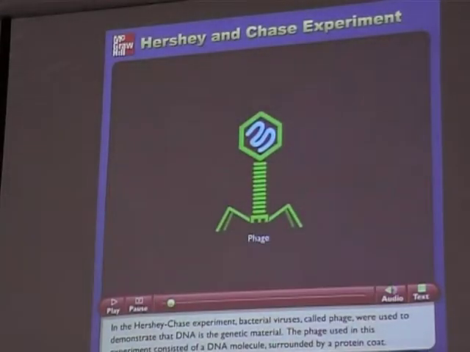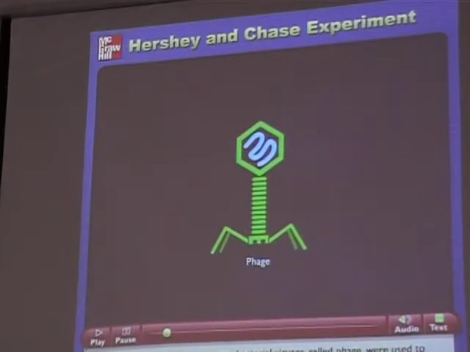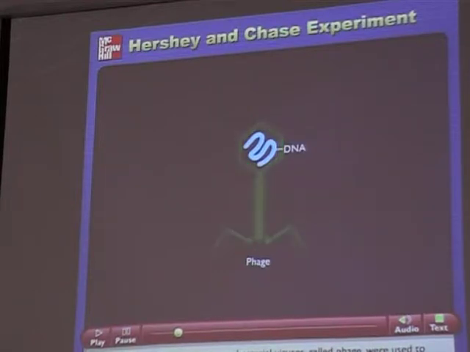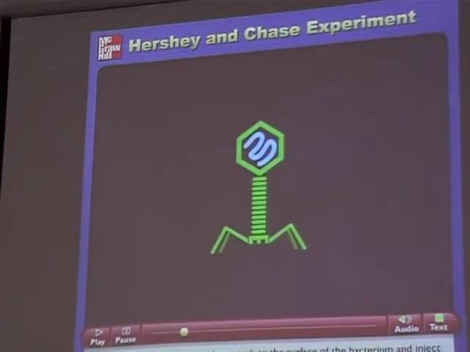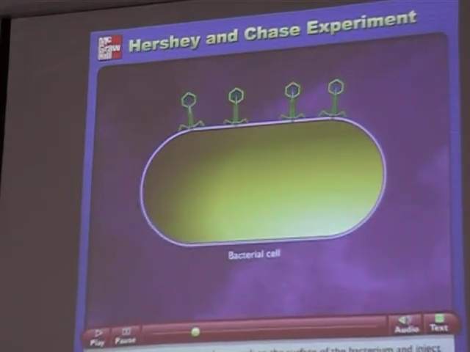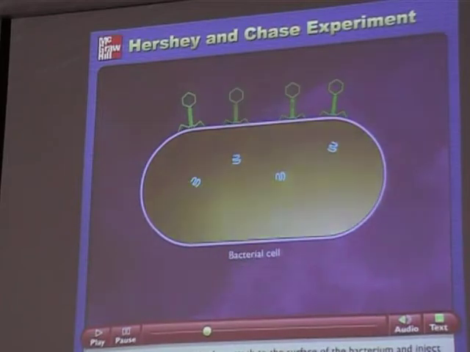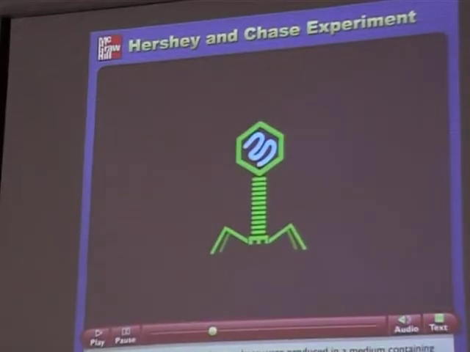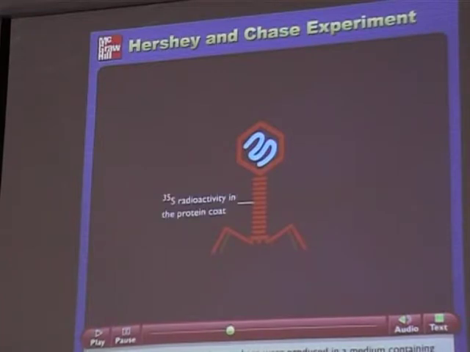In the Hershey-Chase experiment, bacterial viruses, called phage, were used to demonstrate that DNA is the genetic material. The phage used in this experiment consisted of a DNA molecule surrounded by a protein coat. When phage infect bacteria, they attach to the surface of the bacterium and inject the DNA into the cell. The protein coat remains on the outside of the cell. In the first part of the experiment, phage were produced in a medium containing S35 radioactively labeled amino acids. This resulted in a phage population with S35 labeled proteins, but no radioactive label in the DNA.